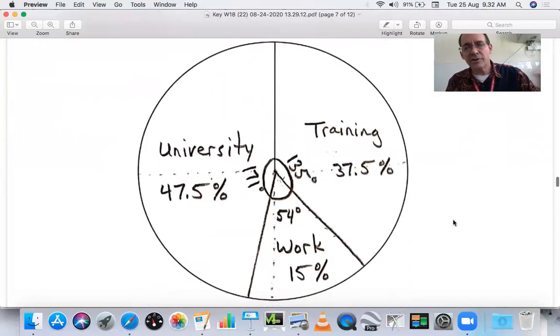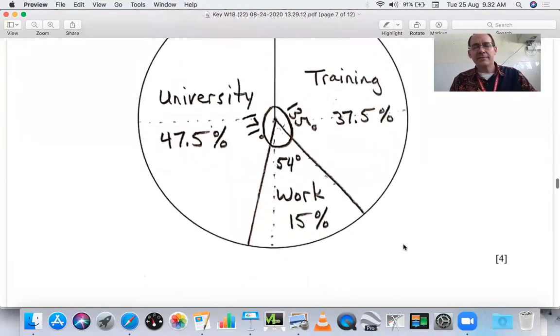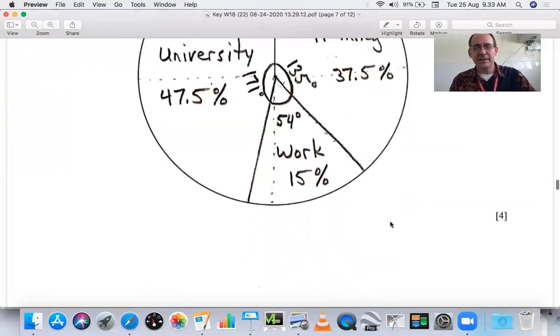So you can use your little protractor to measure out the degrees here. And so here's 135, 54, and 171 degrees. Labeled it with university, training, and work. I also put in the percentages just so that it's clear which one is which. And that was just doing a pie chart.